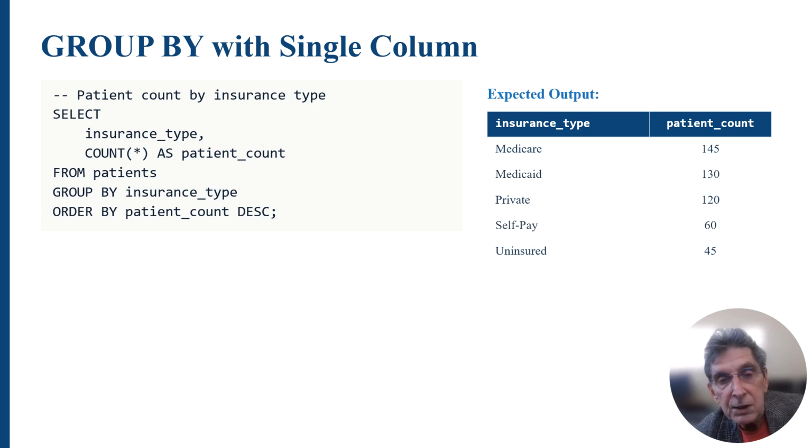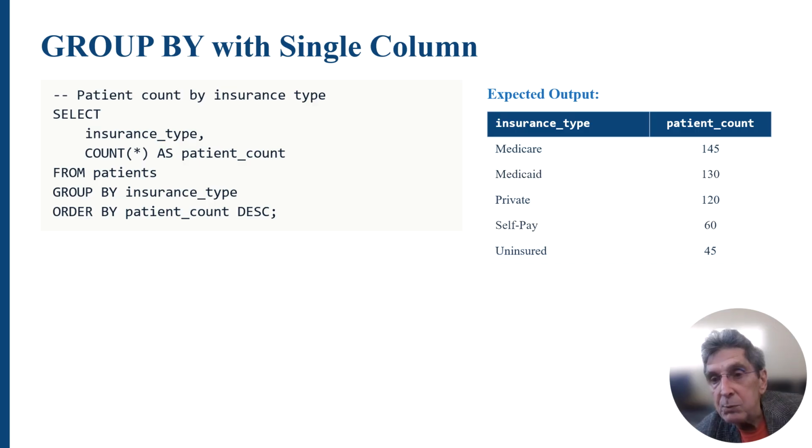This is an excellent example. You get a table that shows the insurance type: Medicare, Medicaid, private, self-pay, or uninsured. And the patient count: we have 145 Medicare patients, 130 Medicaid, and see it's already sorted by patient count descending. So this is a great little query, a great little report that uses a lot of the power of your select, using your group by and order by capabilities.